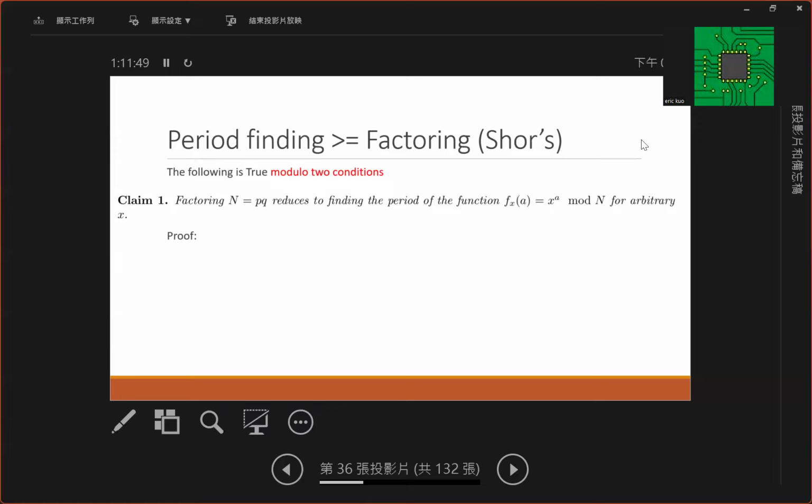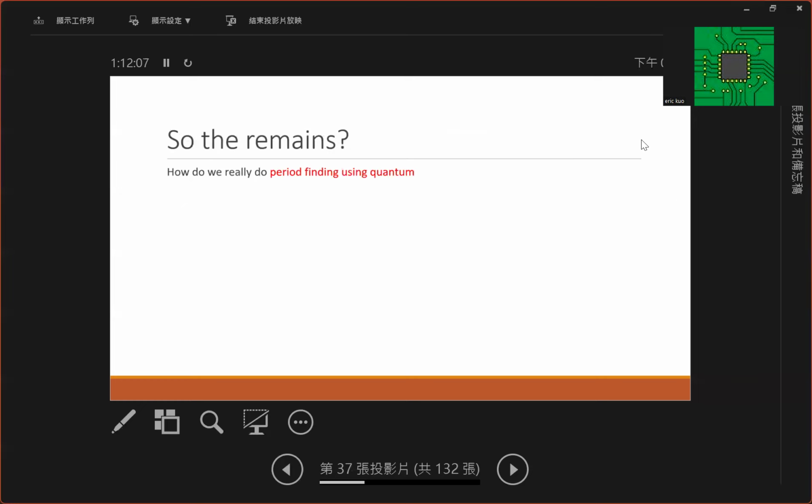Okay, so hopefully this explains period finding. This explains that if you can solve period finding, then you can factor, because you can run this algorithm. I think number theorists already know about this.